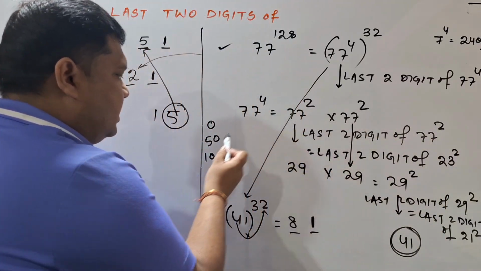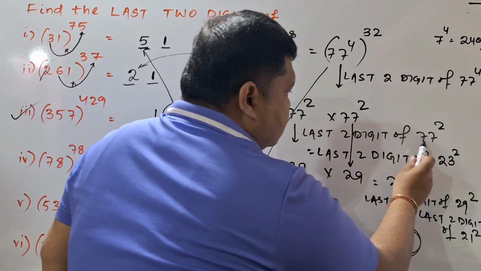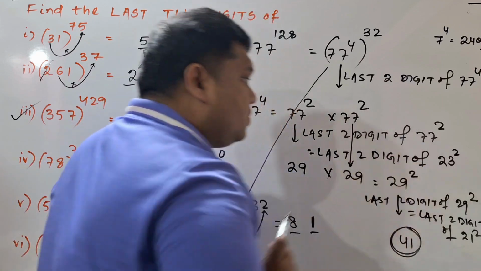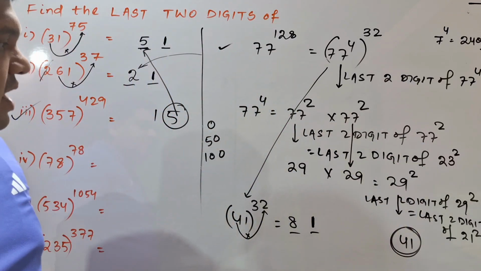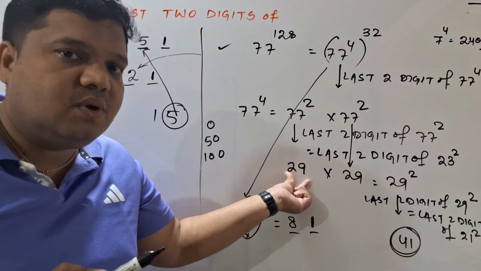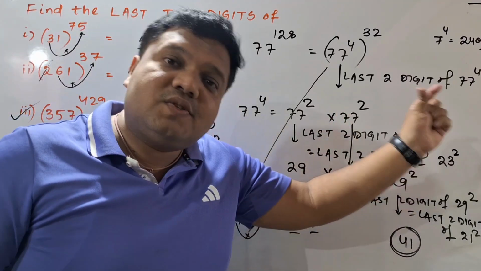You know 77 is close to 100. The gap is 23. The last two digits of 77 square are the same as the last two digits of 23 square. 23 square is how much? 529. So write 29 here, last two digits only. Here also last two digits. So this is 29 square.